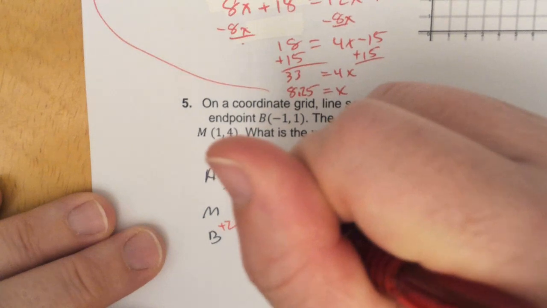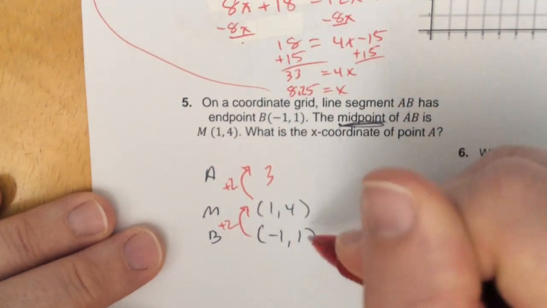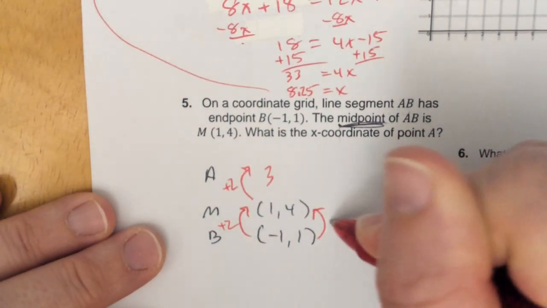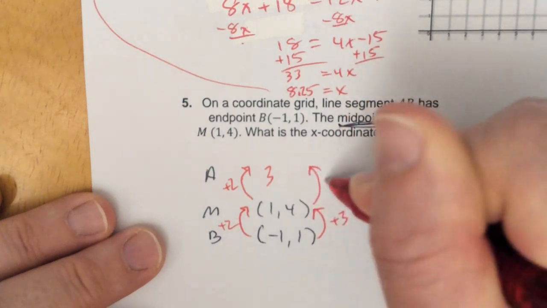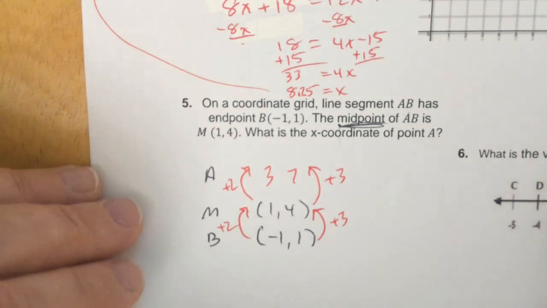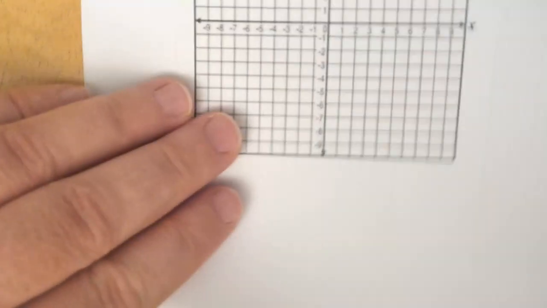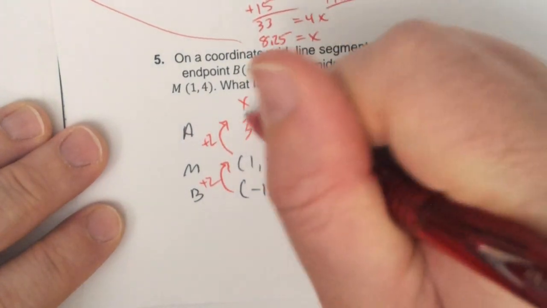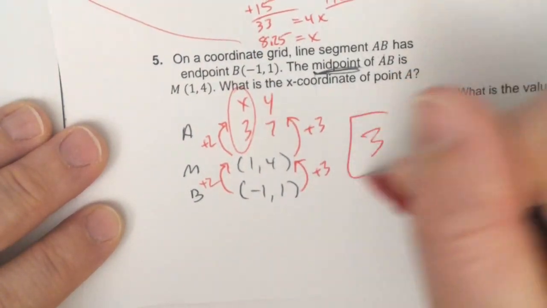So add 2 again, and you would get 3. How do you get from 1 to 4? You added 3, add 3 again, and you would get 7. And if that was not comfortable enough for you, then another way, and by the way, they wanted the x-coordinate, so the x-coordinate was 3, and 3 is our answer.